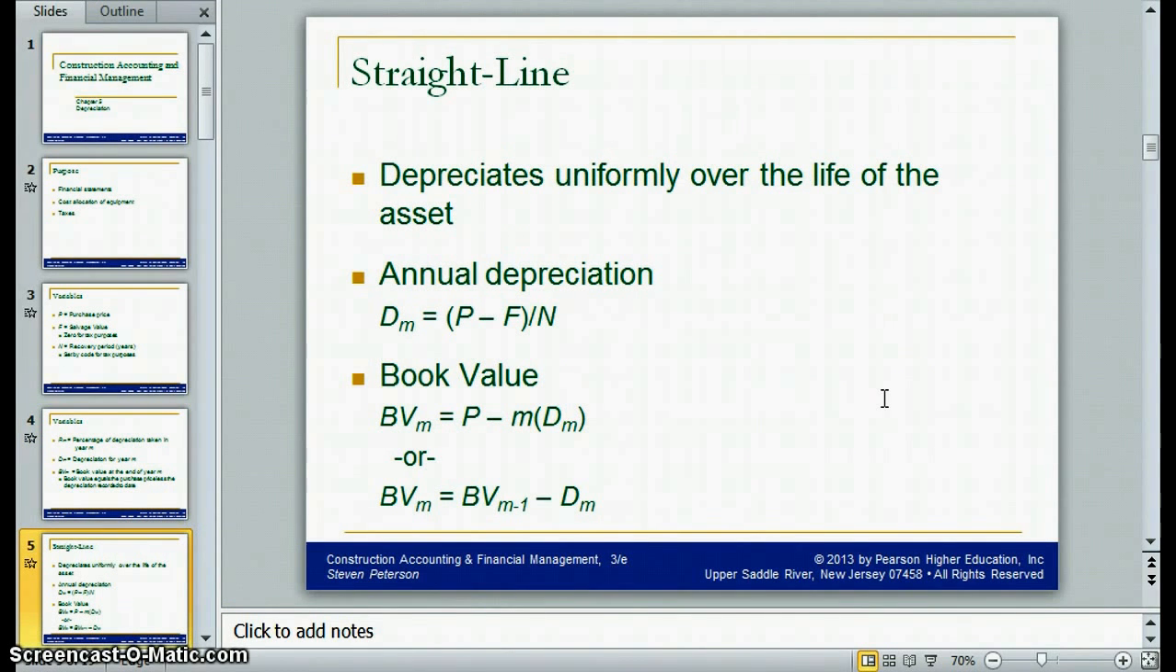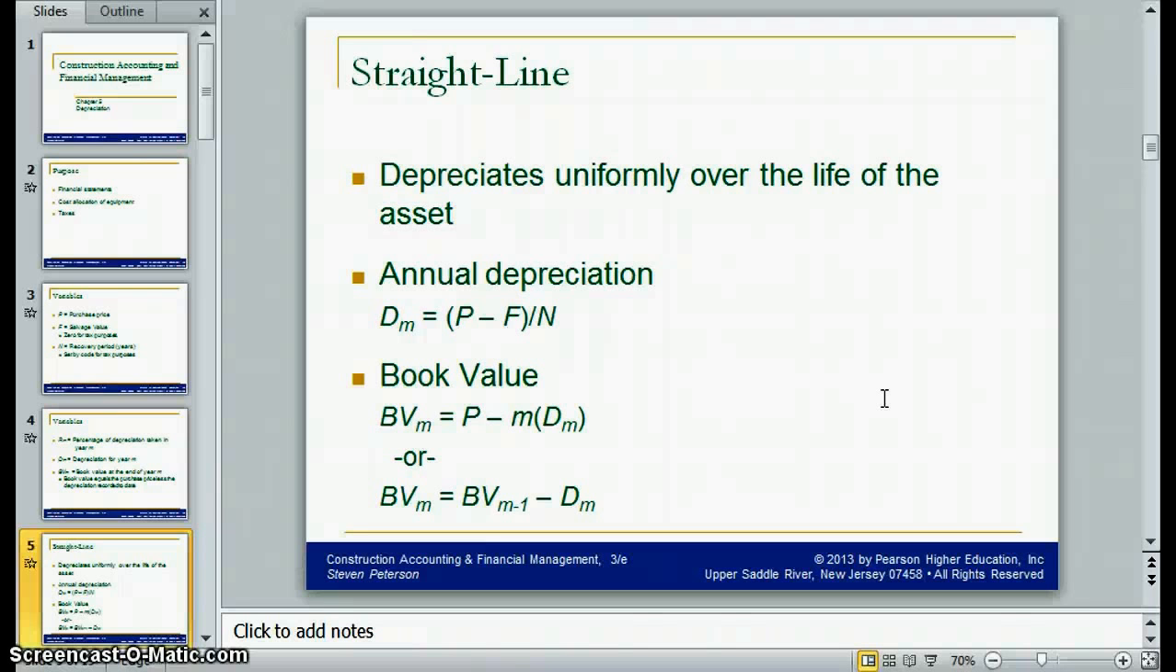There are a number of different methods used to calculate depreciation on assets. And by the way, assets could be equipment owned by the construction company. It could be real property like buildings or farm buildings or warehouse buildings, and they are all subject to depreciation. The only type of asset that is not subject to depreciation is land. The cost of land does not depreciate.